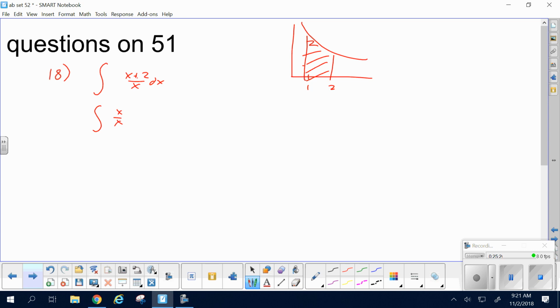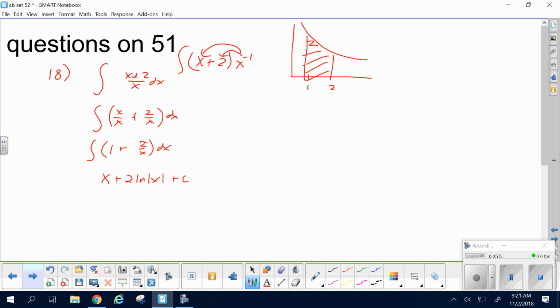So I have 2 schools of thought. Some say, couldn't you rewrite it as that and distribute? And the answer is sure, you could look at it that way. Another is, can you break that into 2 separate fractions? And either way, you'll get the same result. That is equivalent to that, and that's easy to anti-differentiate. x plus 2 ln|x|, plus C.